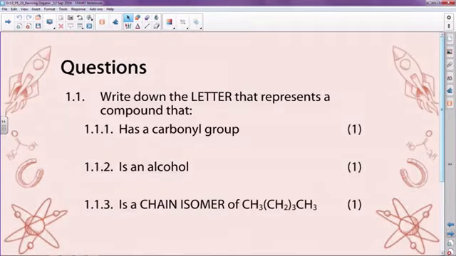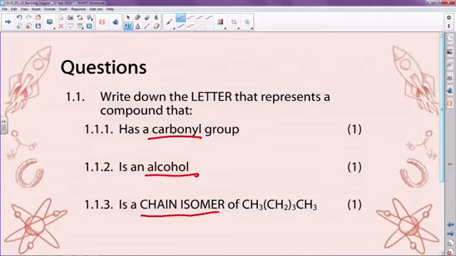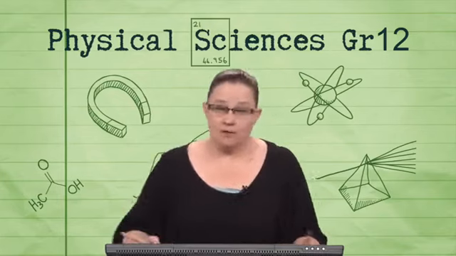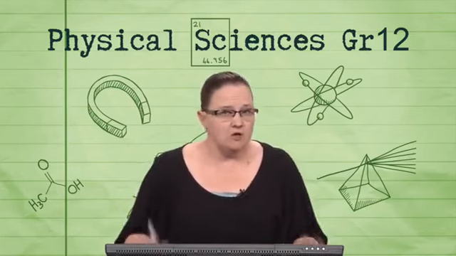So what I want is, I want you to take those 6 compounds, and I want you to write down the letter that represents a compound that has a carbonyl group. Okay, so I want the carbonyl group. I want to know the one that is an alcohol, and I want to know the one that is a chain isomer of this compound. Now when you do this, I know it sounds really simple, but it's not multiple choice. So please be careful.